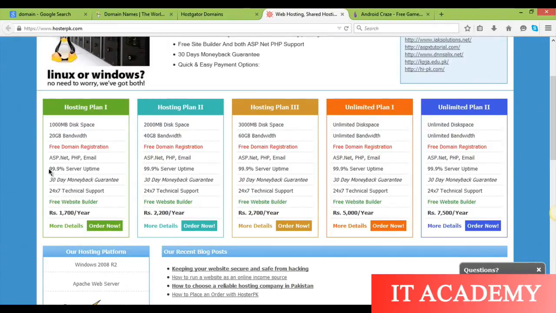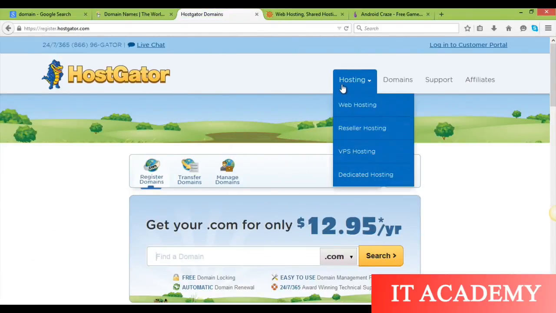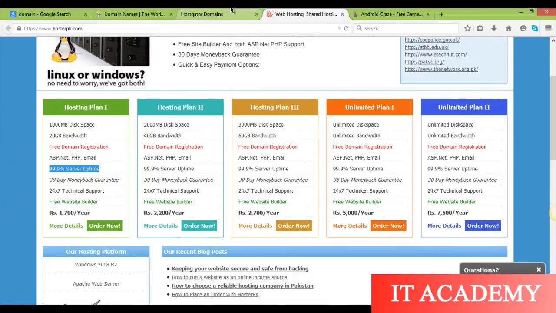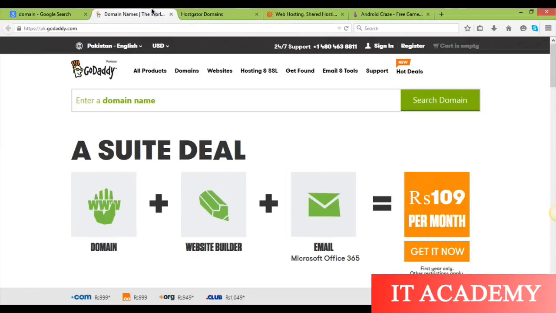I have reviewed them: 99.9% server uptime. I have never faced difficulty with their servers. Their support is quite good and their purchase price is very low. On the other hand, HostGator is a bit expensive, but it will give you more options with their hosting. So the hosting of HosterPK and HostGator, and the domain of GoDaddy, is good. I will not suggest you use the hosting of GoDaddy because I have not experienced it.